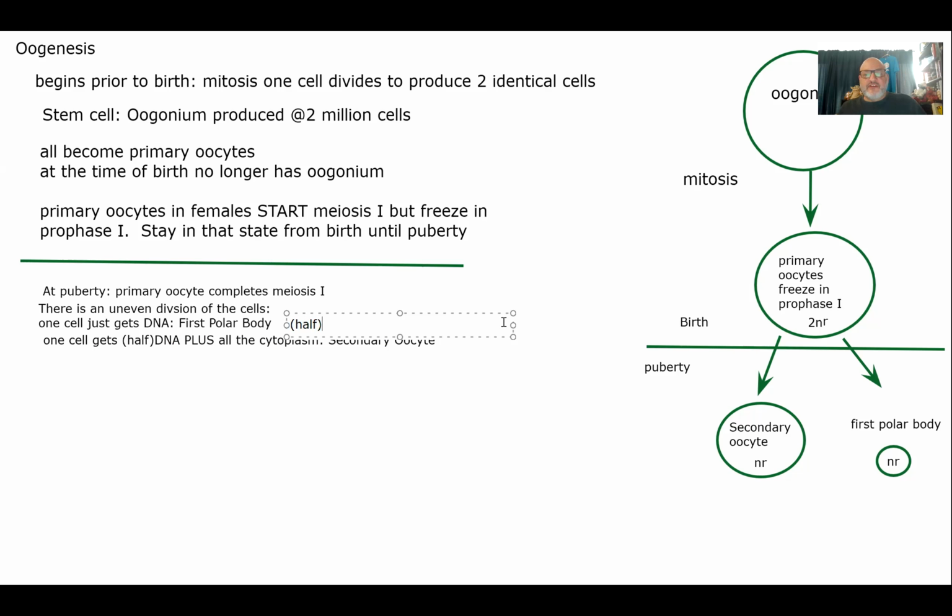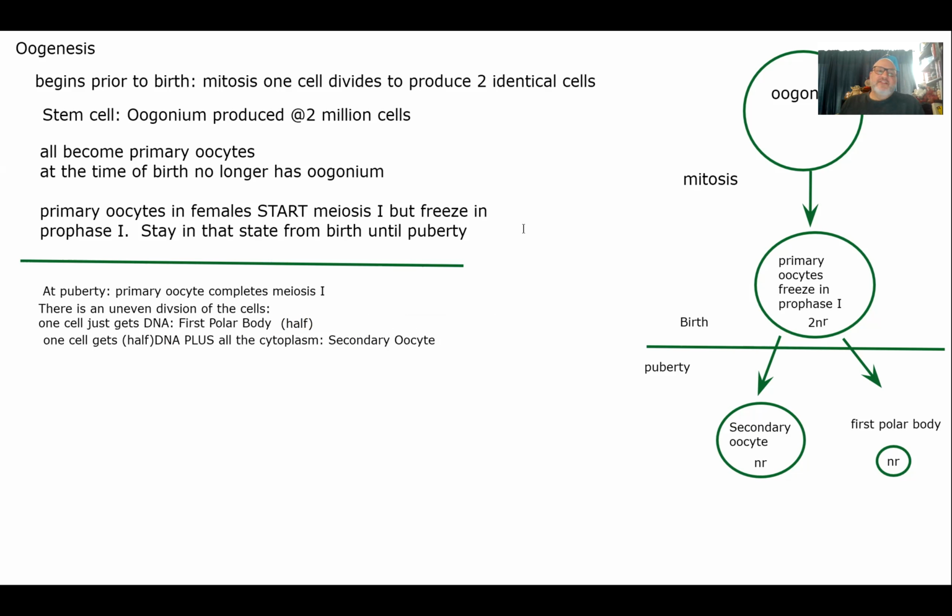Because remember, meiosis 1 is where we split the tetrads. So this is getting half the DNA. The other one's getting half the DNA. So they both are getting the same amount of DNA. The difference is one is getting all the cytoplasm and one gets none of the cytoplasm.